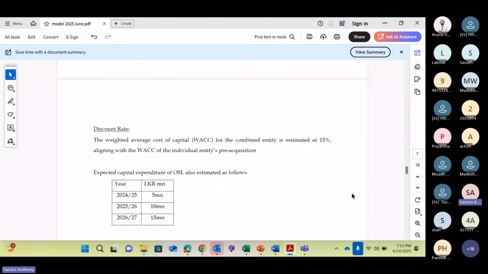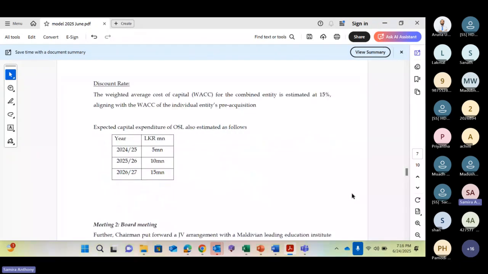Working capital requirements are expected to increase at a rate of 3% per annum. The weighted average cost of capital for the combined entity is estimated at 15%, aligned with the WACC of the individual entities pre-acquisition. Expected capital expenditure of OSL is also estimated as follows.